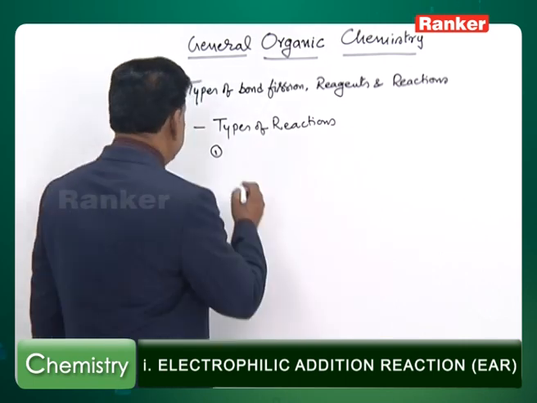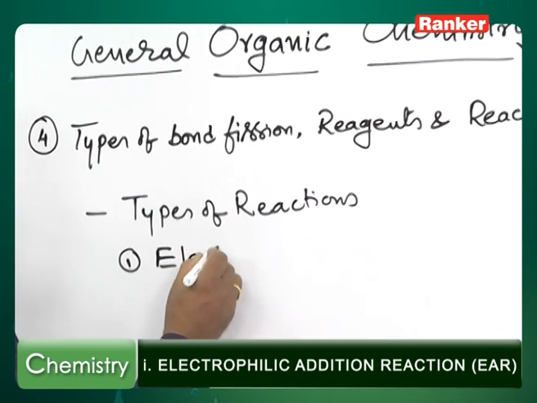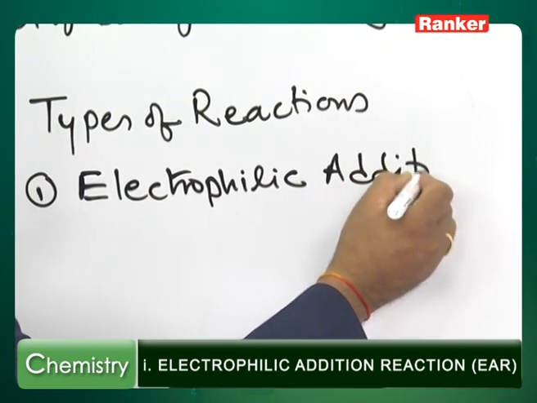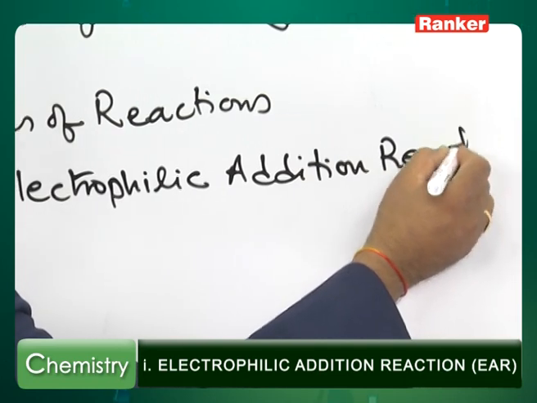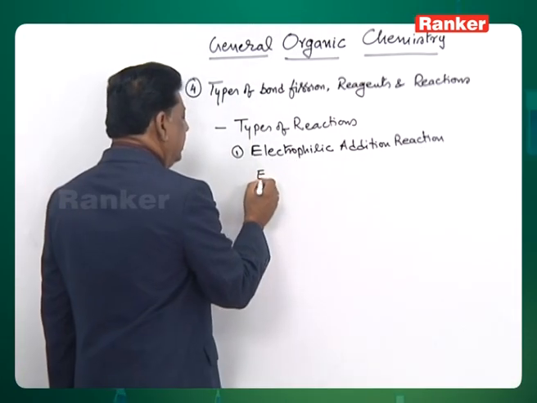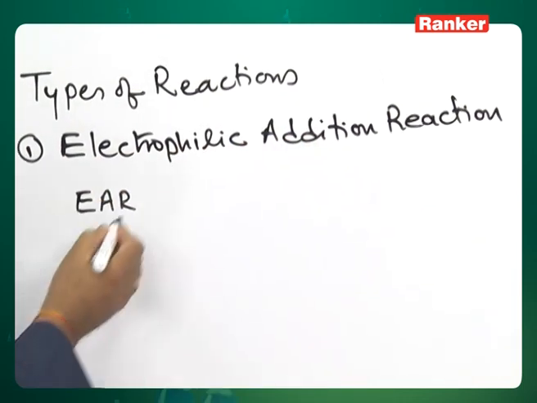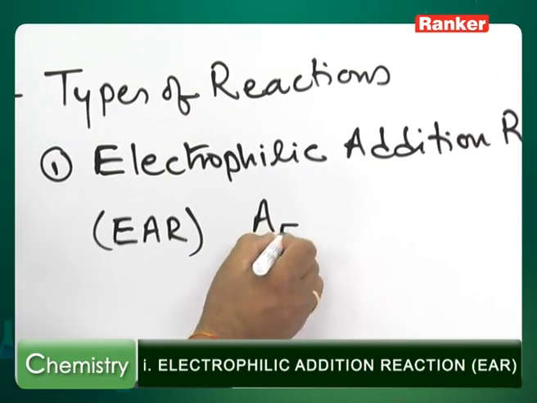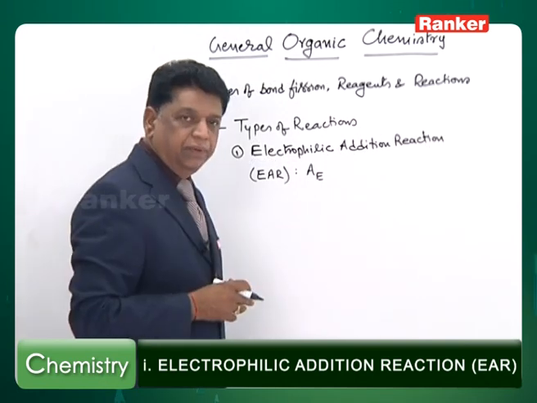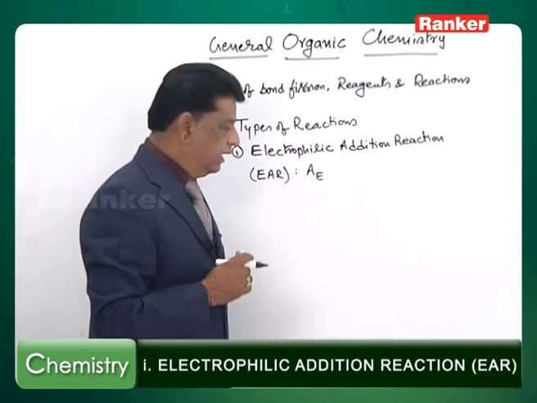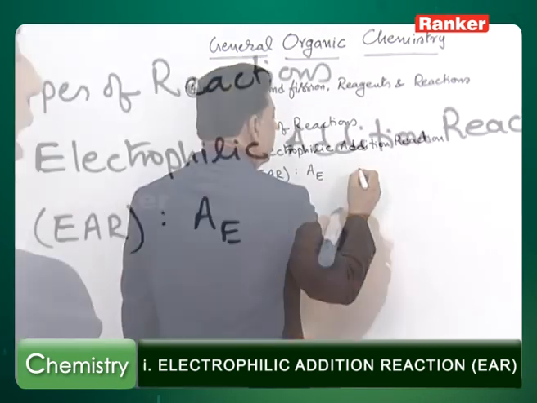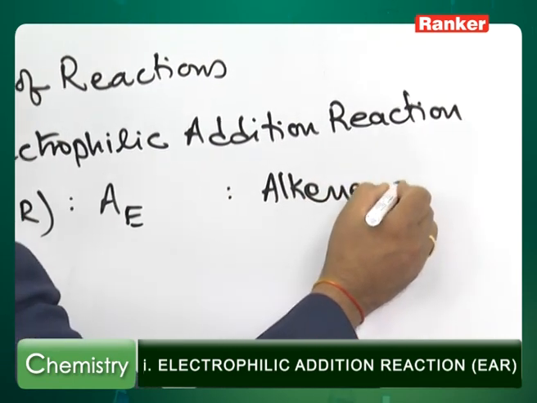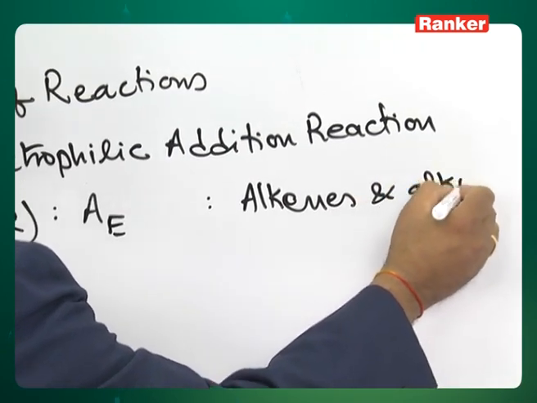So, we take first the electrophilic addition reaction. The reaction can be abbreviated like EAR, because electrophilic addition reaction. However, it is technically called an addition reaction starting with electrophile. Therefore, the method of representation of this reaction is AE type of reaction. The examples are all alkenes as well as alkynes, both undergo this type of reaction.